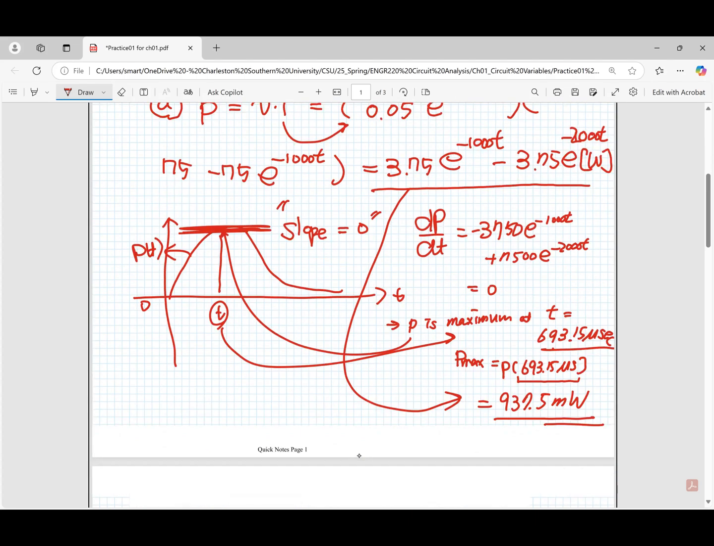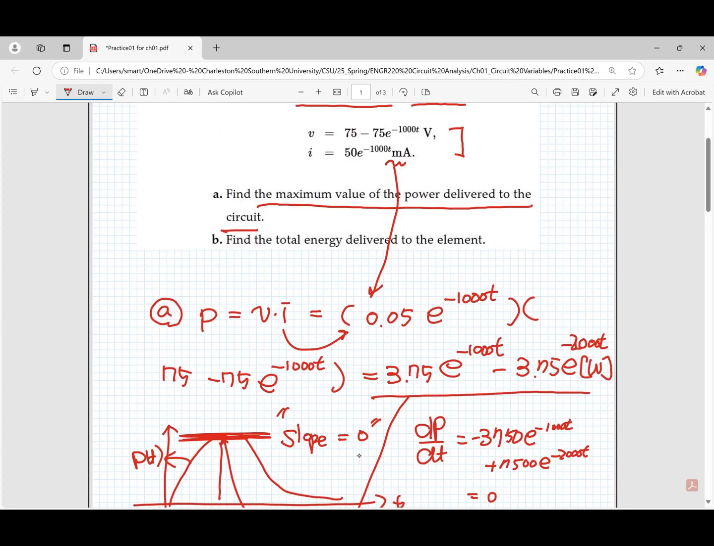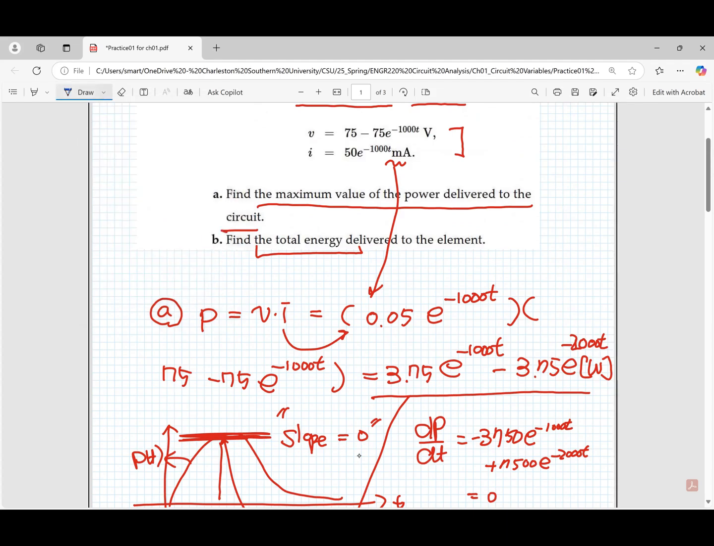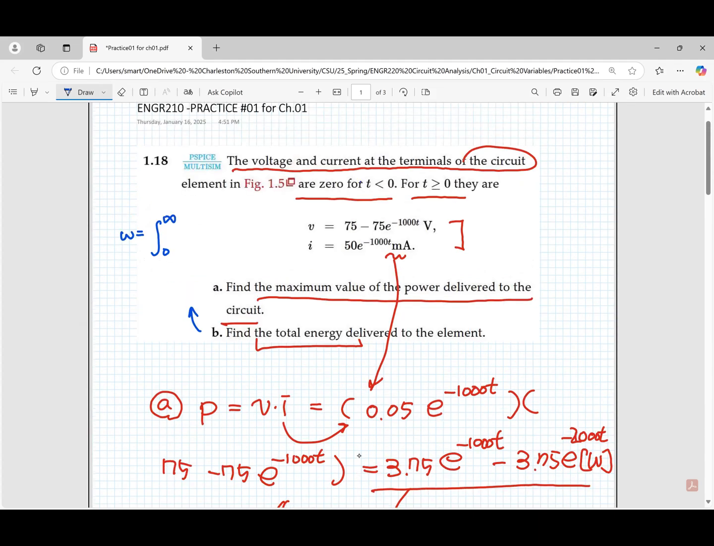And the question 2, find the total energy delivered to the element. So we learned before in the equation in the slides that here the energy is from 0 to infinity. Why? Because from the question, t is going from 0. So the p is 3.75 e to the minus 1000 t minus 3.75 e to the minus 2000 t, which was given and we already defined before in question A, dt.